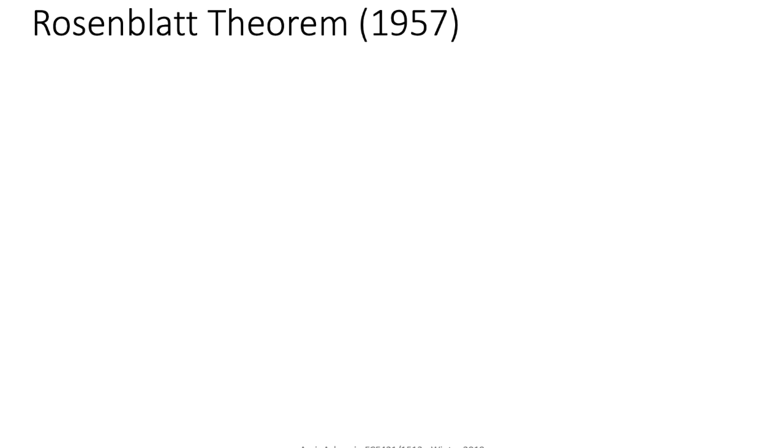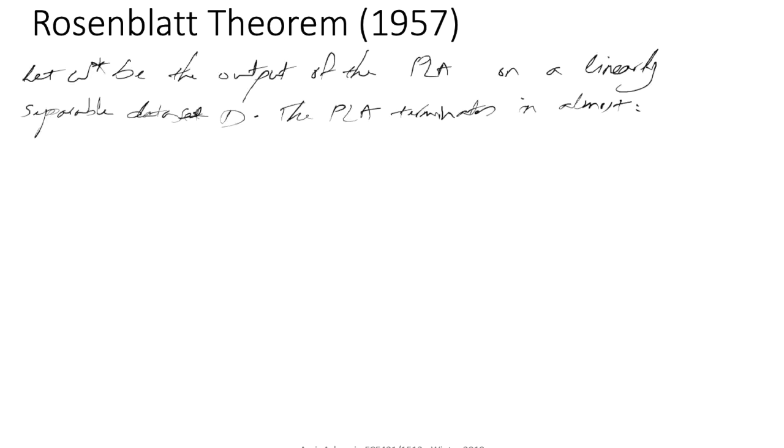And through this theorem, he touched on the upper bound of the number of iterations that a perceptron learning algorithm on a linearly separable data set has to do on a given data set. We call it D. So it suggests an upper bound for the number of iterations PLA has to perform in order to converge and terminate at some point. And that's the upper bound.